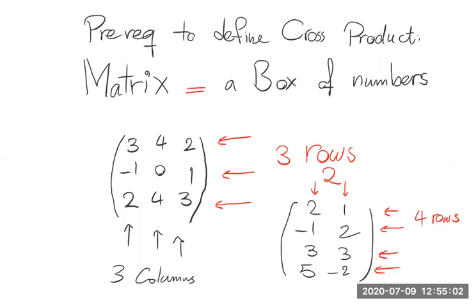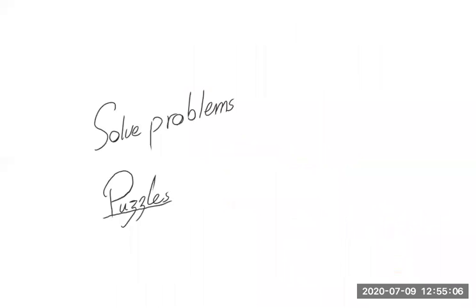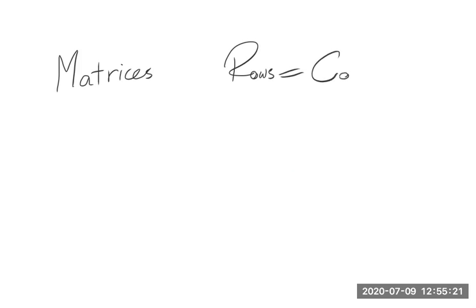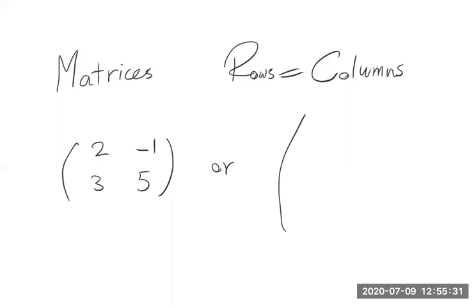Now, at this point, we are interested in the matrices whose number of rows is equal to the number of columns, like this one, or this one.